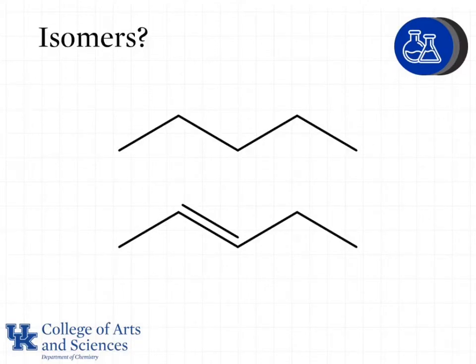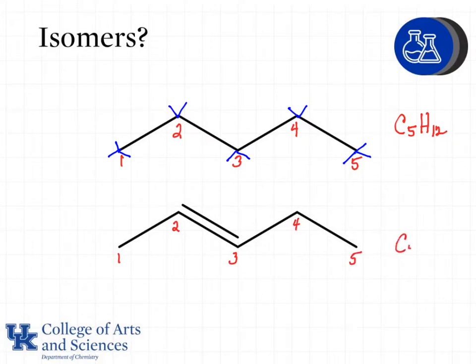Are these two molecules isomers of one another? First, we'll count the number of carbon atoms. So we get 5 carbons. Then we can go back and add our hydrogens, so that every carbon has 4 bonds, and we get C5H12 for the top molecule. For the bottom molecule, we also have 5 carbons. We add in our hydrogen atoms, and we see that we only have 10 hydrogen atoms. So these molecules are not isomers because they have different chemical formulas.